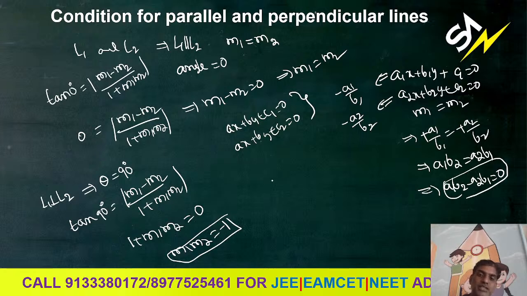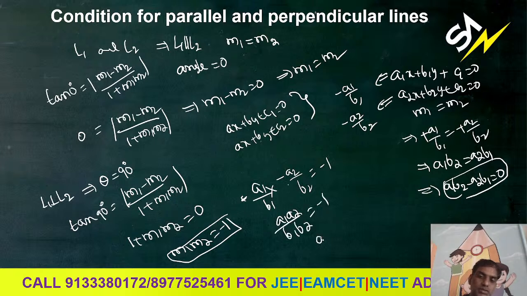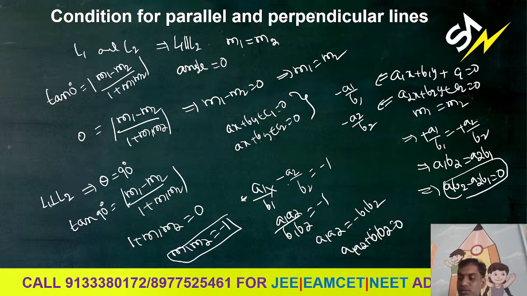And if you consider the lines like a1x plus b1y plus c1 equal to 0 and a2x plus b2y plus c2 equal to 0, then what is m1? Minus a1 by b1 into minus a2 by b2 equal to minus 1. So a1 a2 by b1 b2 equals minus 1. So a1 a2 equals minus b1 b2, that implies a1 a2 plus b1 b2 is equal to 0. Right, check it once if you have any doubt.